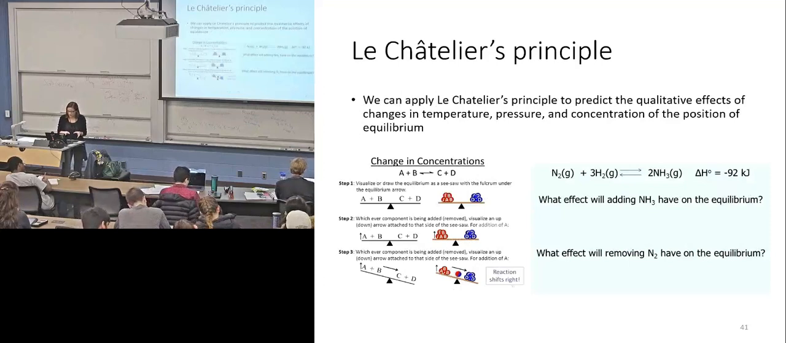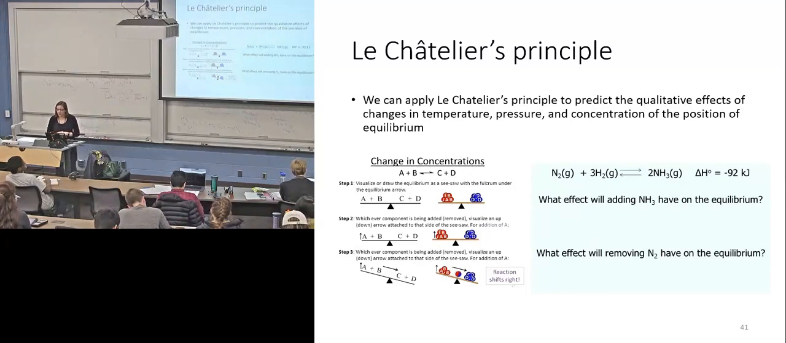So let's do this example. We have nitrogen and hydrogen making ammonia. So what effect would adding NH3 have on the equilibrium? Right? And so really all I'm asking you for is which direction the reaction wants to go, left or right, forward or backward, when I put in more NH3. To the left. Okay? I put in more NH3, things are going to go to the left.